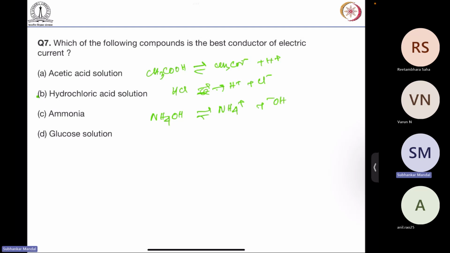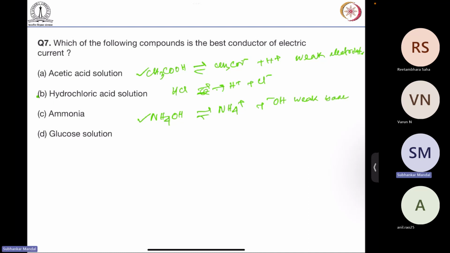Okay, this thing I think we have discussed in the last class. This one and this one are weak electrolytes. This is also a weak electrolyte. This is a weak base. I can write weak base.